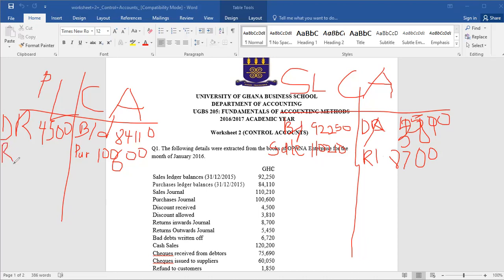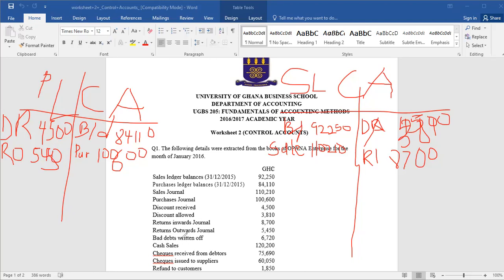Return outwards. Okay, and that one is what? 5, 4, 0, so 5, 4, 5, 0. So 5, 4, 5, 0.